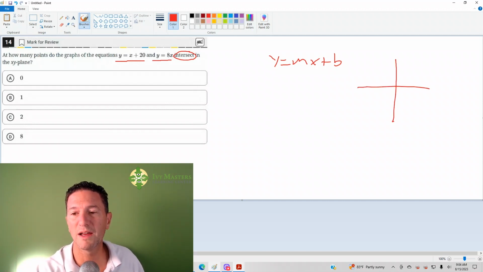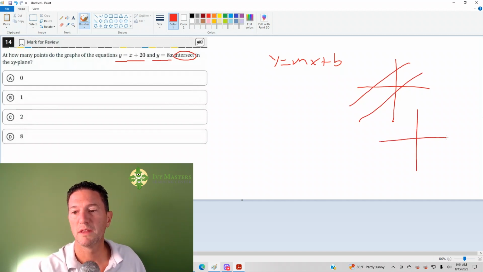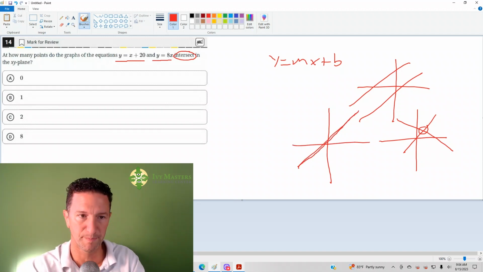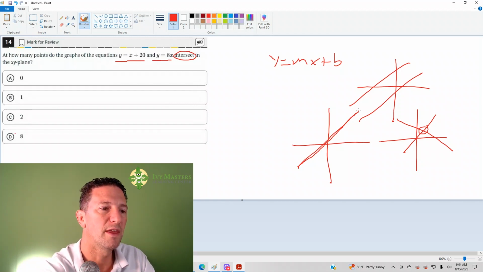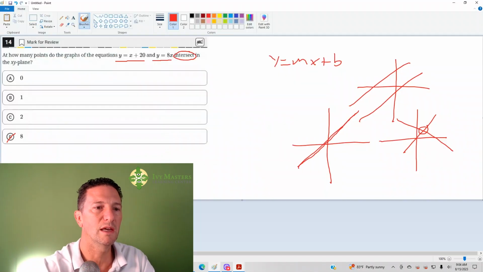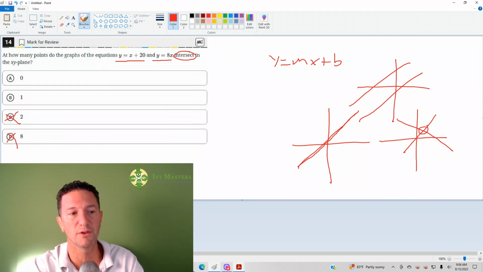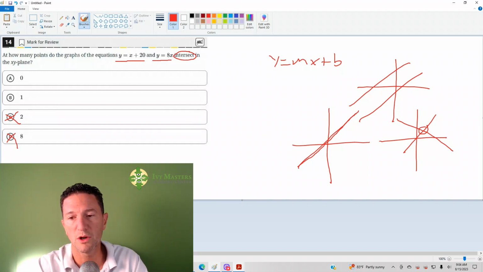Two straight lines could only have no intersections if they're parallel. They could have one intersection, and it's always when they have different slopes. So there you have your answer already. Or you could have infinitely many solutions if one line is exactly on top of the other. So first off, there will never be 8 solutions to a system of linear equations. There'll also never be 2 solutions to a system of linear equations. There could only be, like we saw, infinitely many, none, or one.